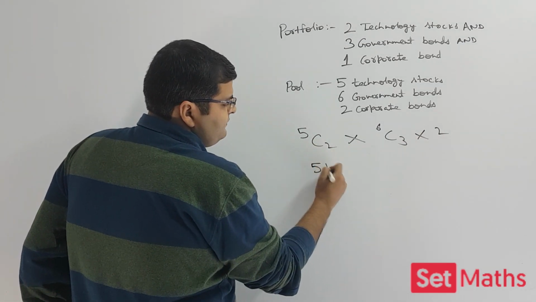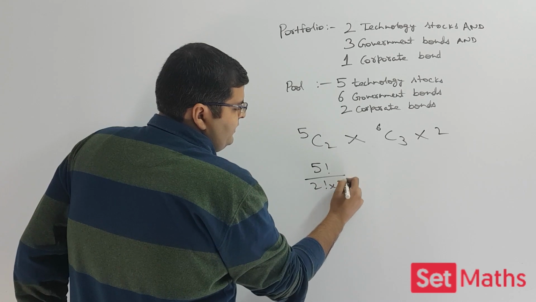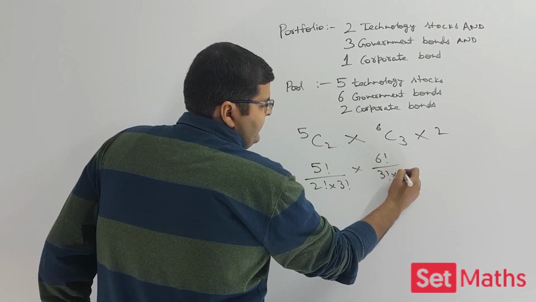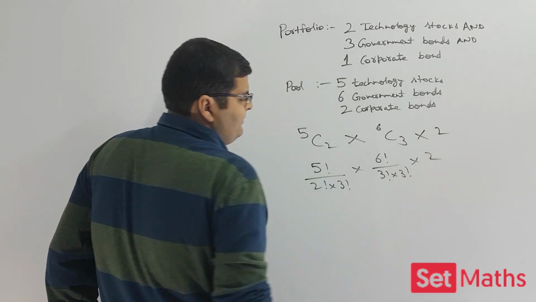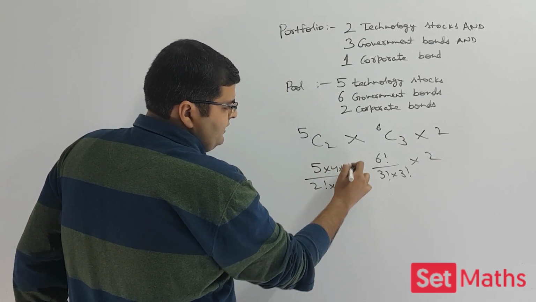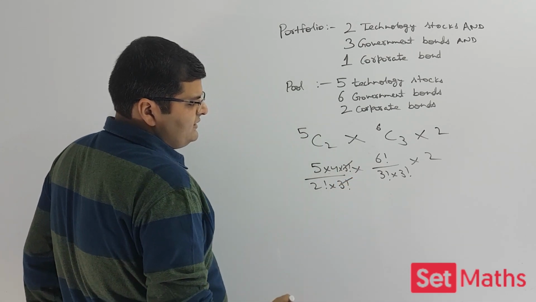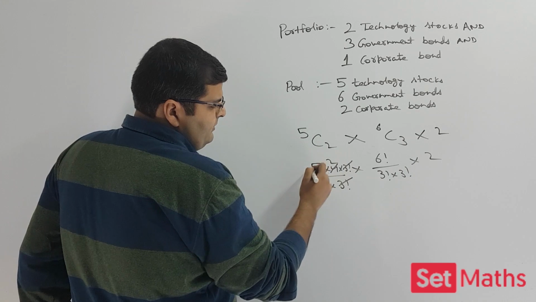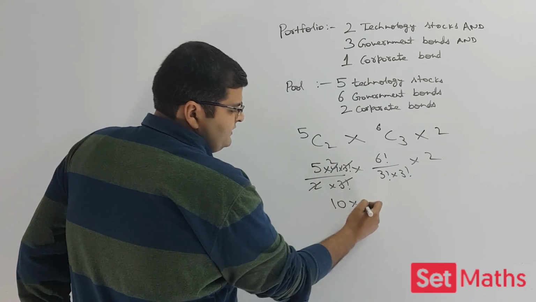So 5C2 is 5 factorial by 2 factorial into 3 factorial, multiplied by 6C3, which is 6 factorial by 3 factorial into 3 factorial, multiplied by 2. So 5 factorial is 5 into 4 into 3 factorial. This 3 factorial cancels out. 2 factorial is actually equal to 2. So this goes and this will be 5 into 2, which is 10. So this is 10 times.